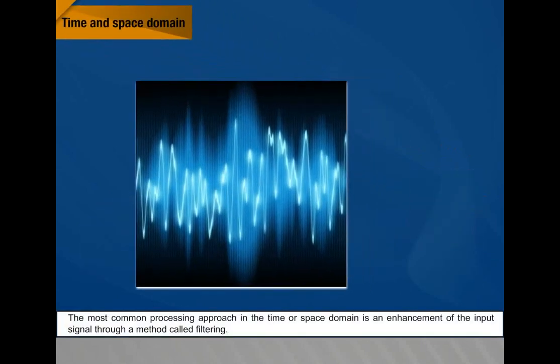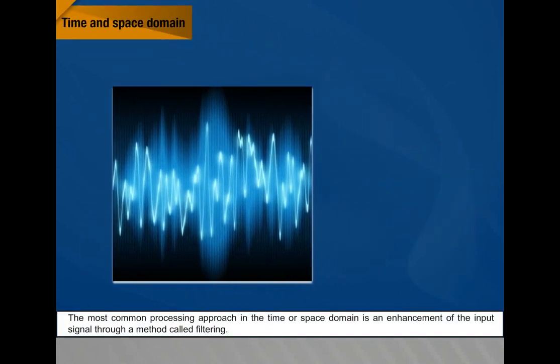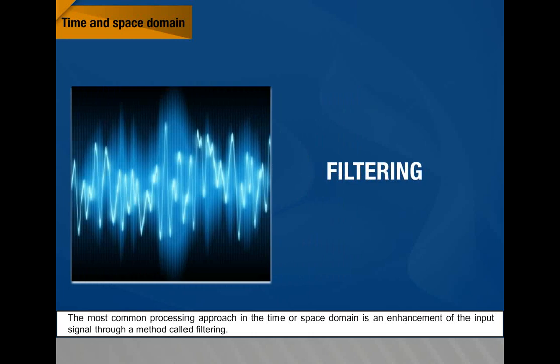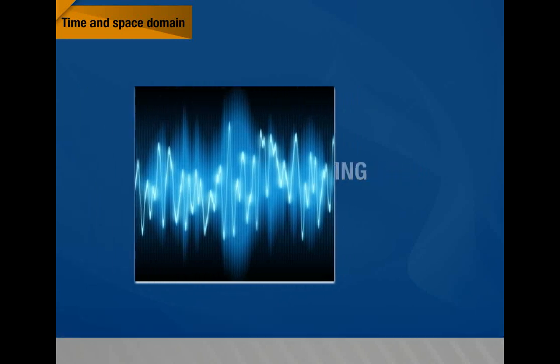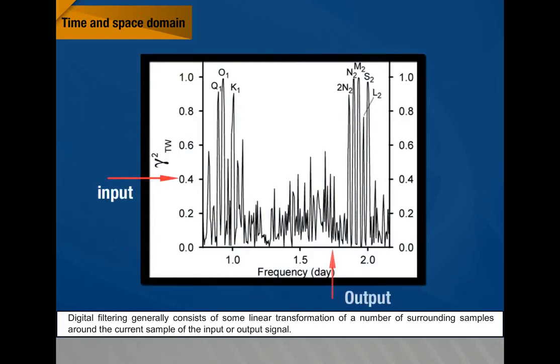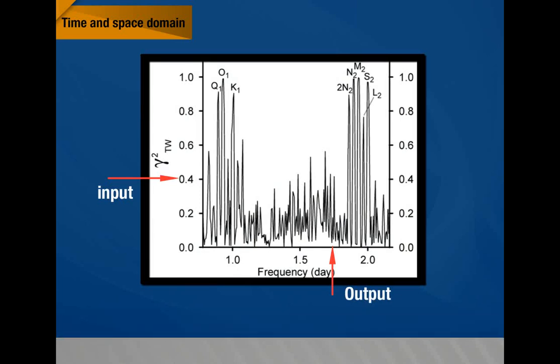Time and space domain. The most common processing approach in the time or space domain is an enhancement of the input signal through a method called filtering. Digital filtering generally consists of some linear transformation of a number of surrounding samples around the current sample of the input or output signal.